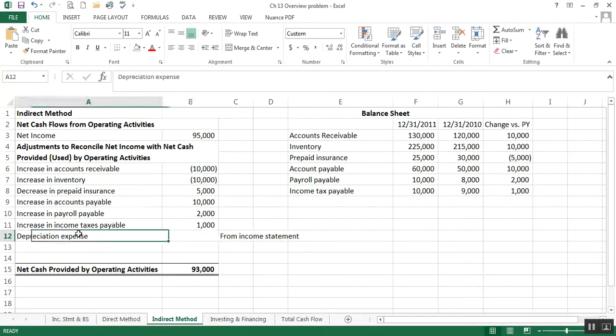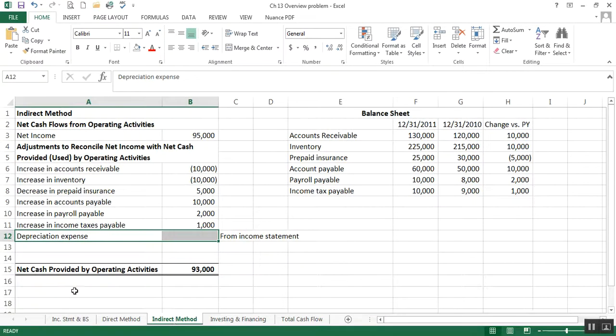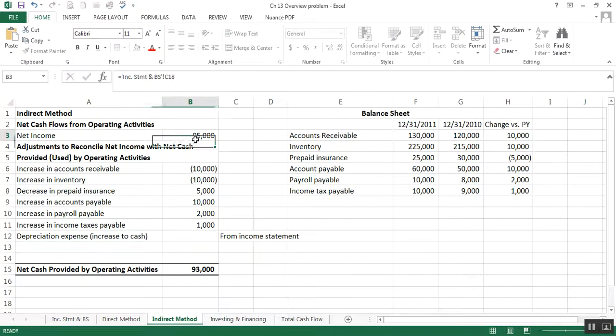So remember that I said we'd come back to depreciation expense? Let's go back to the income statement. So we need to adjust for any items on the income statement that are not operating activities and that are not cash activities. So depreciation expense is a non-cash item. It's just an accounting entry. No cash changes hands. So we need to add that back, okay? So increased cash. Because it's an expense, so it reduced income. So we got to increase the income to account for that cash.